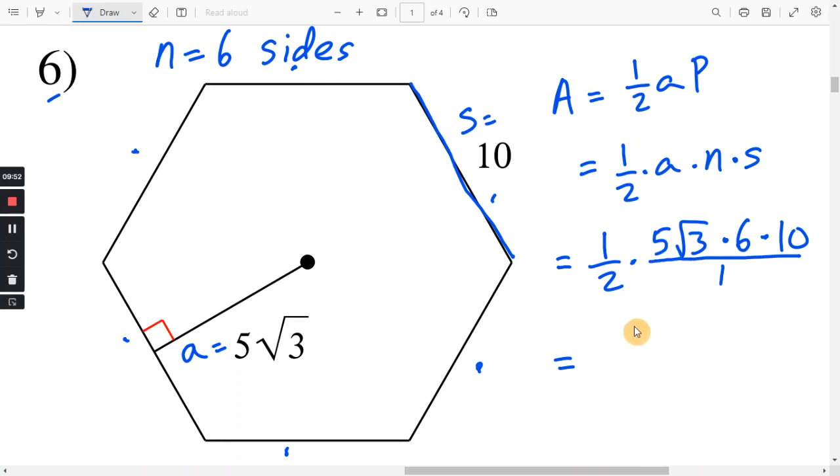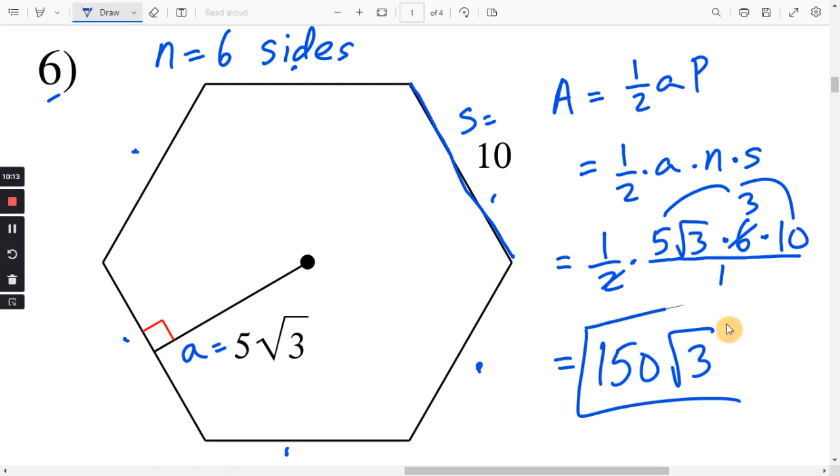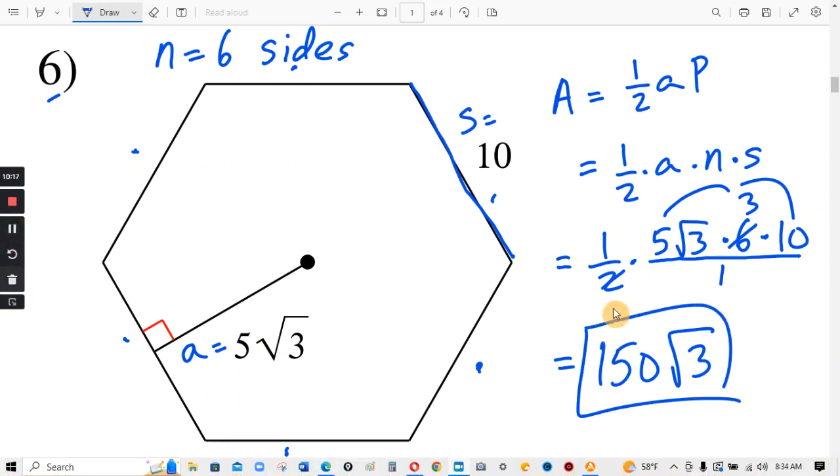But reducing fractions, 6 divided by 2 is just 3. Okay, and 1 times this does nothing, but we have 5 times 3 is 15, times 10 is 150, and we still have radical 3. So that's it. Remember, it said simplest form, so that basically means no decimals.